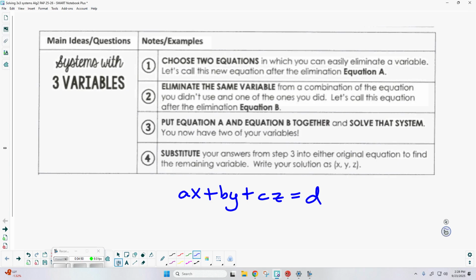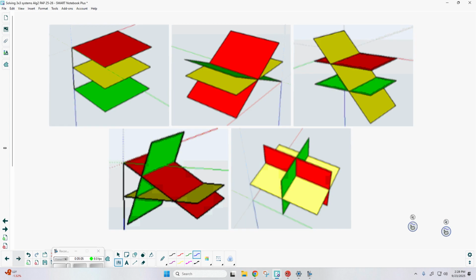A plane, there we go. It's a flat, two-dimensional surface that extends forever in every direction. So what we're looking at when we're solving a system like this is the intersection of three planes. And there's a lot of different ways they can interact. So I came up with these images here. These are way more than I could ever draw by myself.